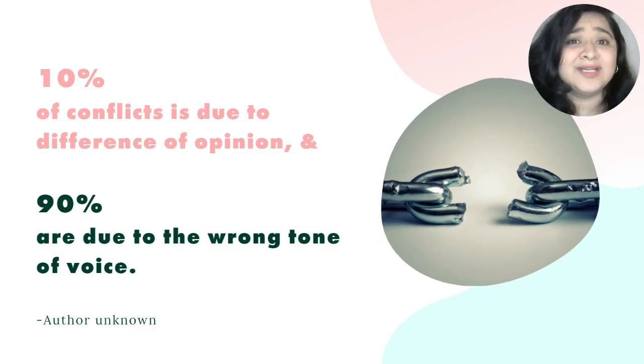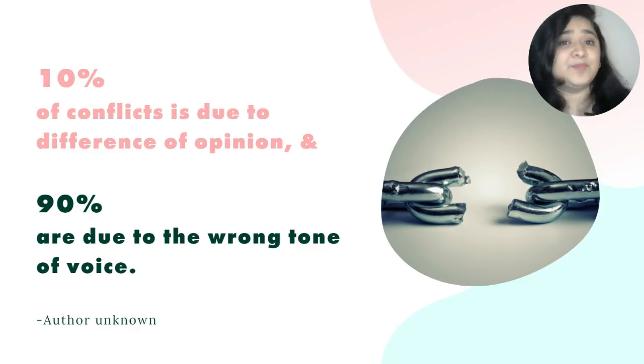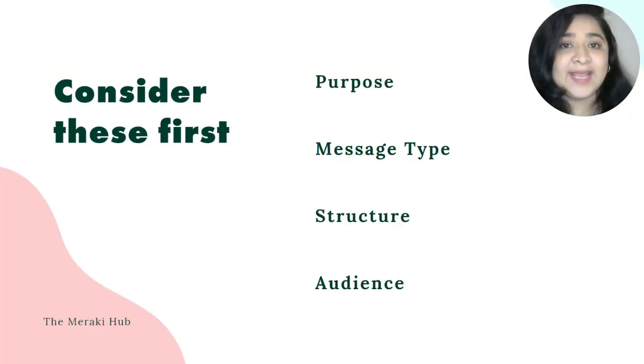And when it comes to a written message, there is something called reading between the lines, where you tend to read a message and then interpret it from your own perspective based on what you think the tone is. Therefore, it is very important that you write with the right tone. Before we get into tone, we need to know the purpose of the message, the type of the message, the structure that we are going to use, and also who we are writing this message to. Based on these four things, it'll be easy for us to use the right kind of tone in our message.